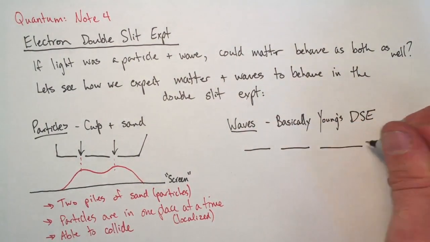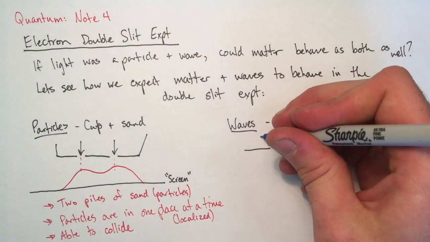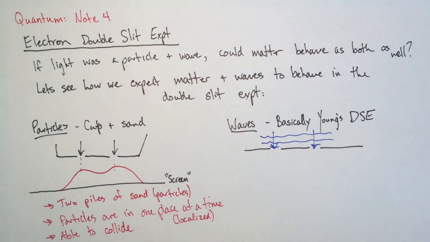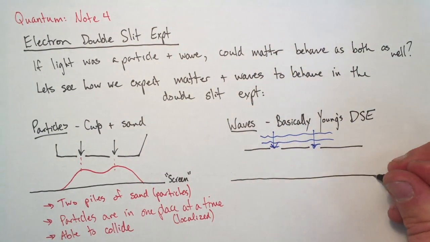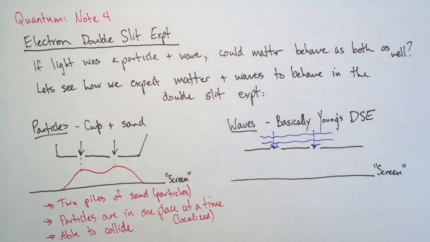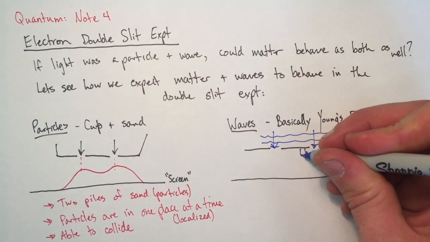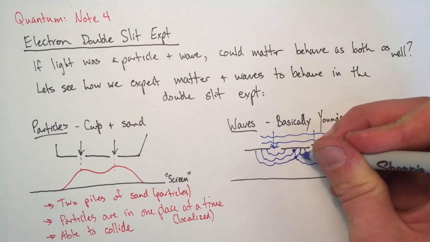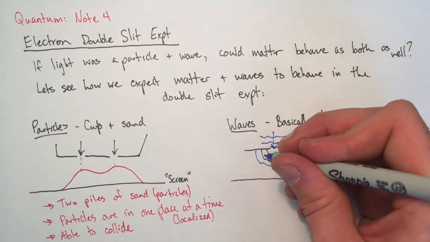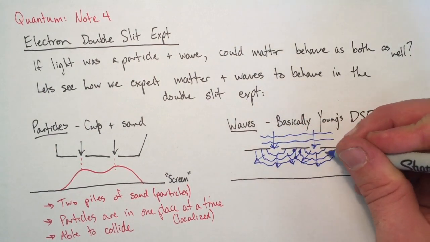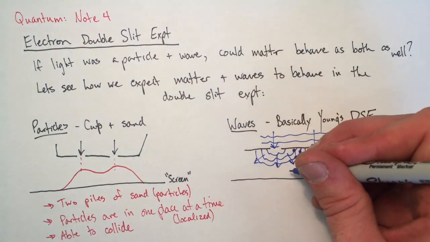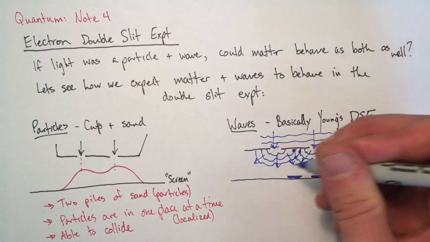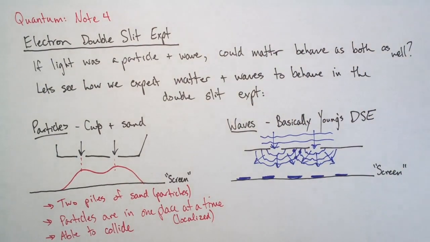Waves is basically a review of Young's double slit experiment. So let's say we have our slits and waves approach them. We know that as the waves get to the slits, diffraction occurs. The waves are going to bend as they go through those openings. But as waves go through one of the slits, they're going to interact with waves that are going through the other slit. And remember, we have constructive and destructive interference. This is going to produce an interference pattern on the screen ahead.